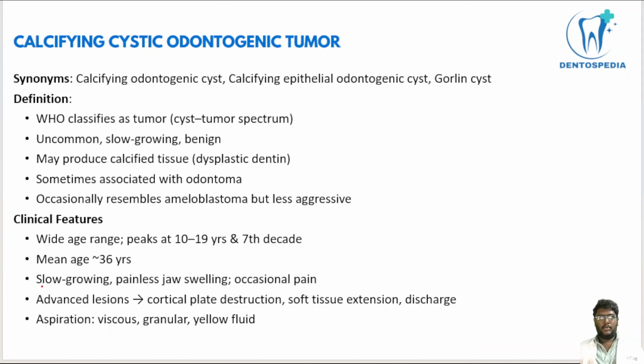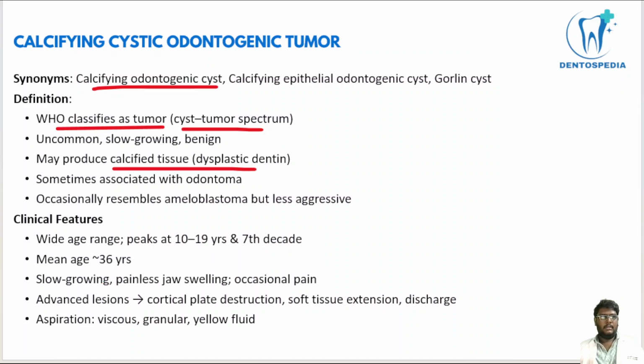Coming to another important cyst, that is called calcifying cystic odontogenic tumor. It is also called calcifying odontogenic cyst, COC, and WHO classifies this as a tumor. It is present in between the cyst and tumor spectrum. In a few cases, they produce calcified tissue called dysplastic dentin.